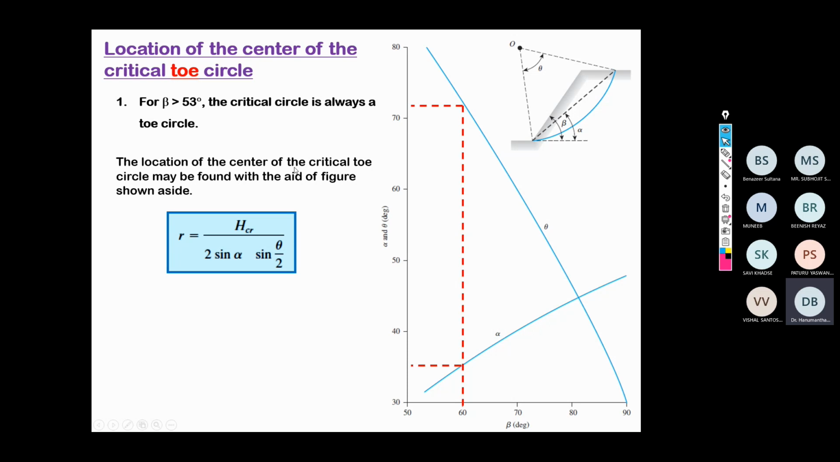Or alternatively, you can determine the radius of the critical slip circle: R is equal to H critical divided by 2 sin alpha into sin theta by 2. So you can also use this equation to determine the radius of the slip circle. Or if you know the other values, then you can also identify the center of the toe circle. So this is how the center of the toe circle is identified in the Taylor stability number.